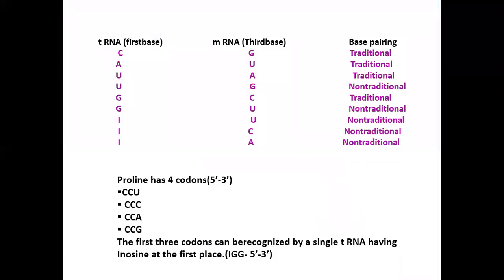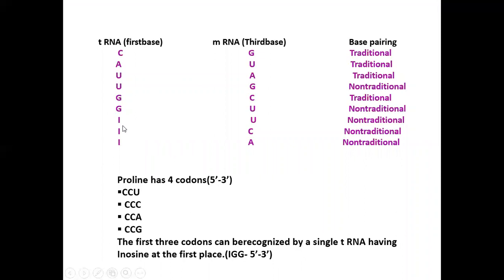So just observe that the first base is on the tRNA and the third base is on the mRNA, and what type of base pairing occurs. C always binds with G, a traditional base pairing. A always binds with U, because in RNA thymine is absent and replaced by uracil, so it is also traditional base pairing. U pairs with A, also a traditional pair. But U also sometimes pairs with G. This is called non-traditional base pairing. But G also pairs with C, which is traditional. But one more, inosine.